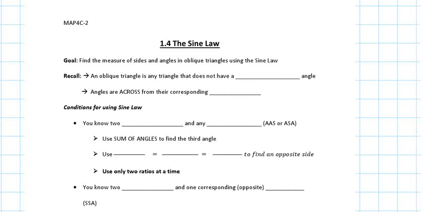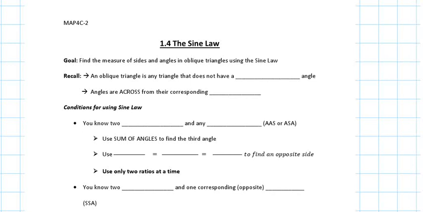So today we are going to learn two different things. We're going to learn the sine law and the cosine law. What we talked about yesterday, we talked about the primary trig ratios, which is SOHCAHTOA and Pythagorean theorem. These we can only use with right angle triangles.